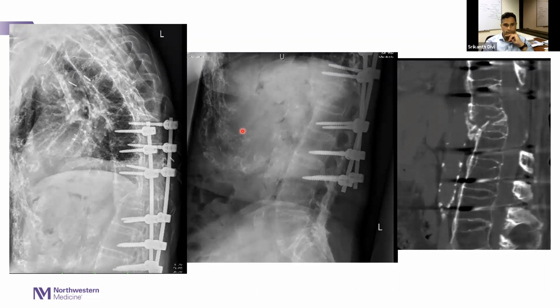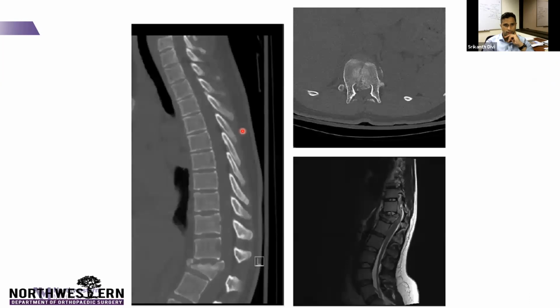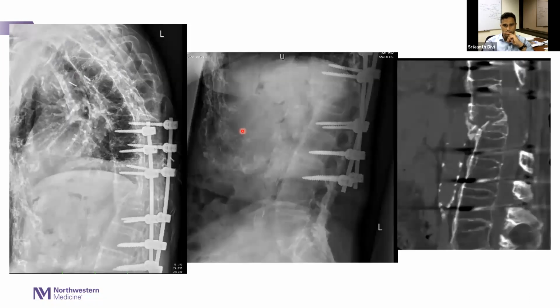This is another example of this patient. I think this is the same patient that had further, or no, he might have healed in that position. Yeah.